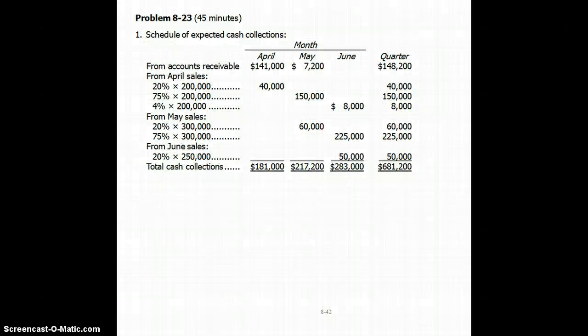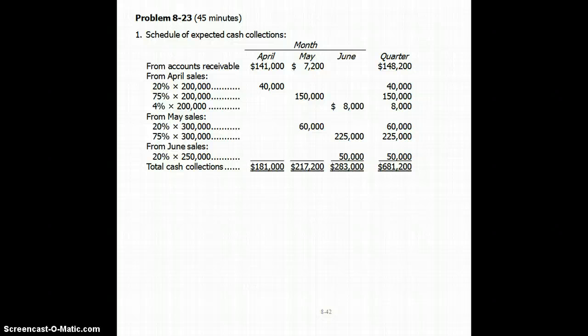We will now discuss the solution to problem 8-23 on page 375. This problem is very similar to problem 8-21, which we just went over. In this problem, Jody Horton is the president of Crestline Products and has just approached the company's bank with a request for a $30,000 90-day loan. In order to get this loan, the bank wants to look at a cash budget for the second quarter of the year, which includes the months of April, May, and June.